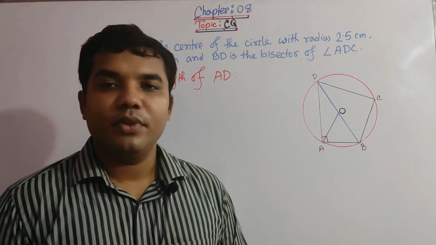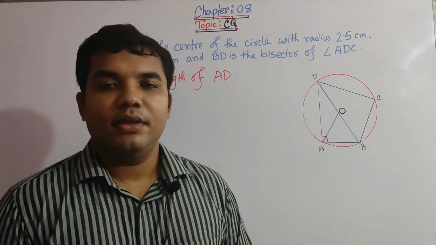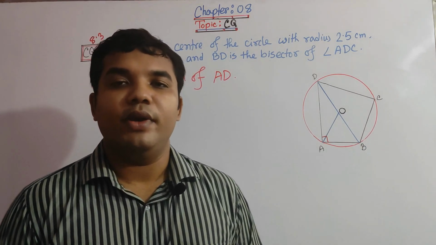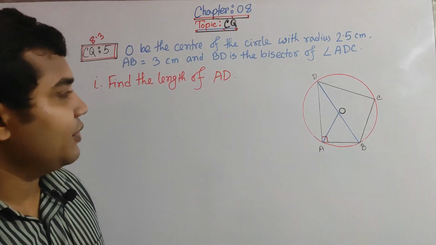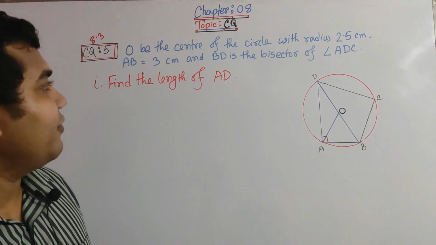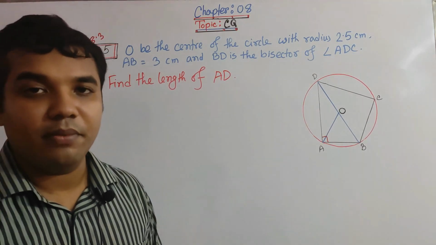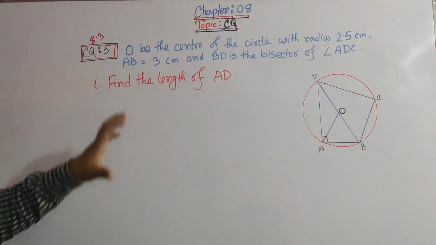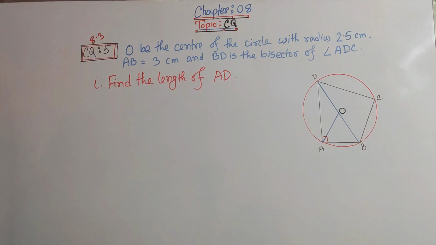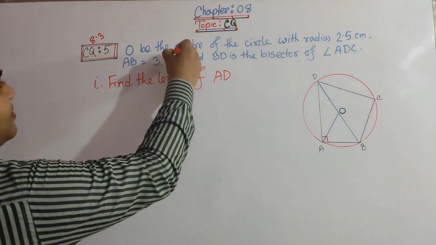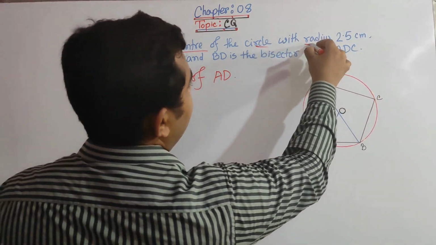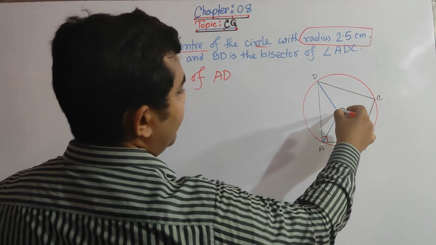Students, this is your lecture number 4, and in this lecture we are going to talk about some CQs. Our first CQ is related to the theorem of circle, and it is CQ number 5. The statement is given: O is the center of this circle, with radius 2.5.